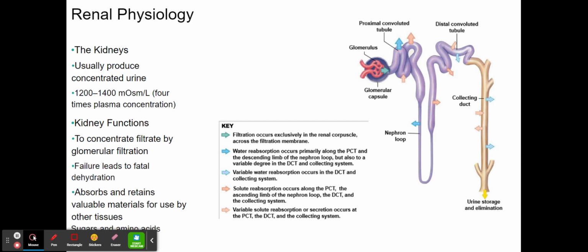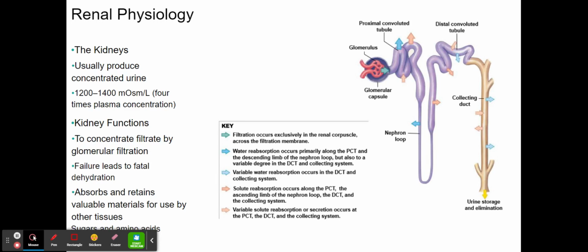These wastes are dissolved in the bloodstream. They can be eliminated only when dissolved in urine. For this reason, their removal involves an unavoidable water loss. The kidneys are usually capable of producing concentrated urine with an osmotic concentration of 1,200 to 1,400 milliosmoles per liter, more than 4 times that of plasma. And we'll discuss methods of reporting solute concentrations in a later section. If the kidneys were unable to concentrate the filtrate produced by glomerular filtration, fluid losses would lead to fatal dehydration in a matter of hours.